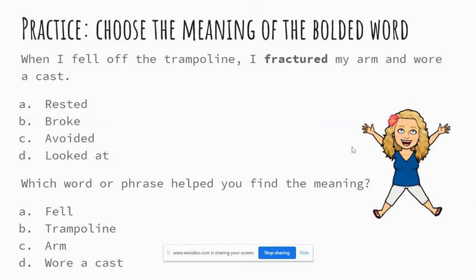Our next practice piece. When I fell off the trampoline, I fractured my arm and wore a cast. Does fractured mean A, rested, B, broke, C, avoided, or D, looked at? Which word or phrase helped you find the meaning of that word? So I'll read the sentence again. When I fell off the trampoline, I fractured my arm and wore a cast. Did you find the meaning by looking at the word A, fell, B, trampoline, C, arm, or D, wore a cast?